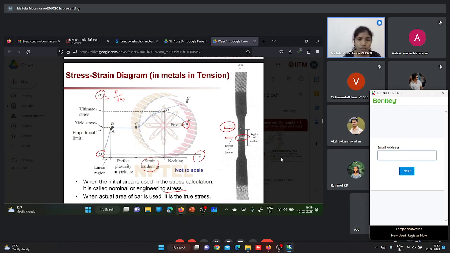You can see from O to A, this is the elastic region, and A is the proportional limit. In this region, if you take the slope of this line, then you can arrive at the elastic modulus of the particular material. It is nothing but the ratio between stress and strain. So that is the elastic modulus.